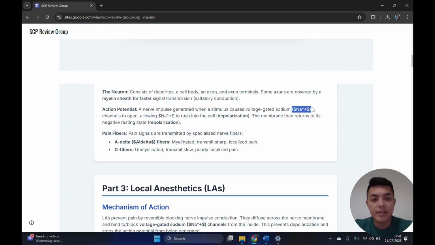For some reason I cannot code this properly, so it comes out like this. I just want to put Na plus, but it gives the dollar sign.